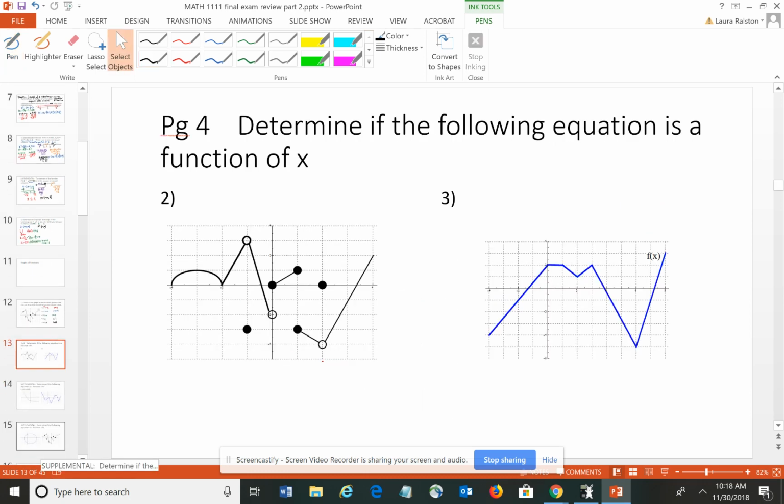As we move to page 4, they begin to ask a different question on the review. It asks you to determine if the following equation is a function of x. And remember, to decide whether a graph is a function of x, we use the vertical line test. That's the easiest way to do it, especially when you're looking at a graph from a visual perspective.